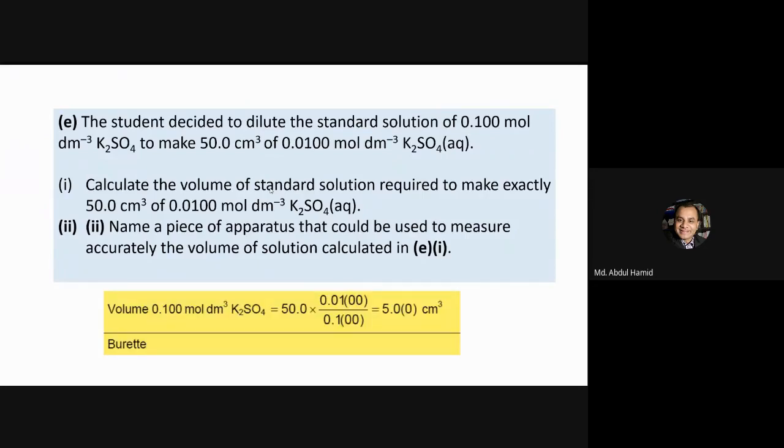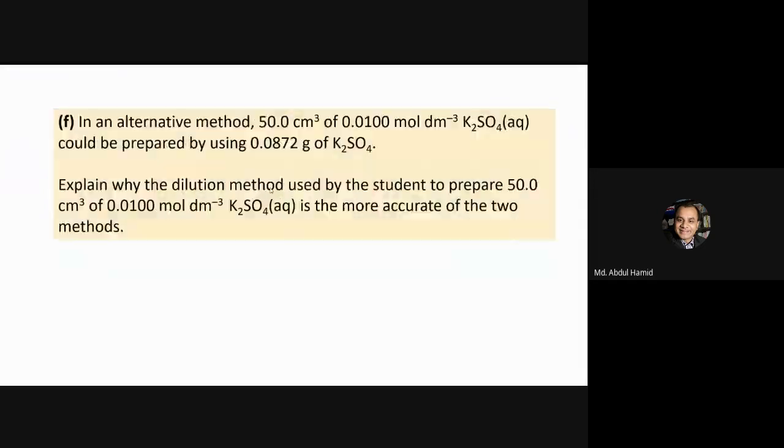The moles should be equal. So moles of 0.05 into 10 to the power, into 50. This is the mole. Another mole is 0.1 into unknown V. So from here you can calculate the volume is 5 cm cube. The moles will be the same in the concentrated one and the dilute one. These two moles are equal, so the unknown you can find out. So 5 cm cube.